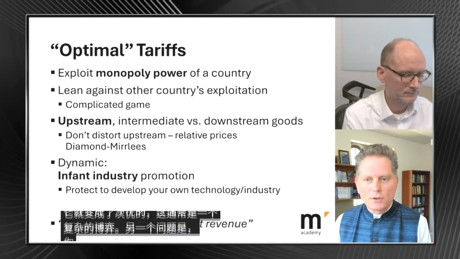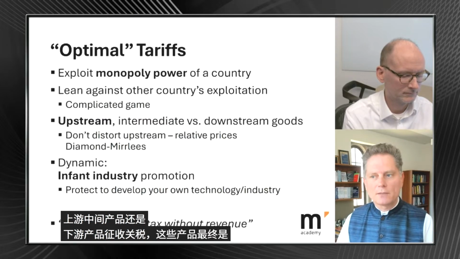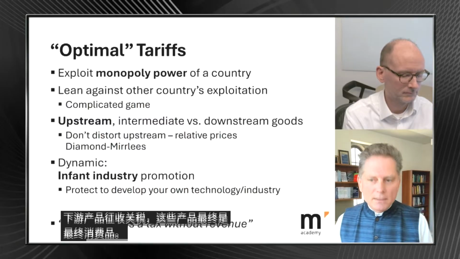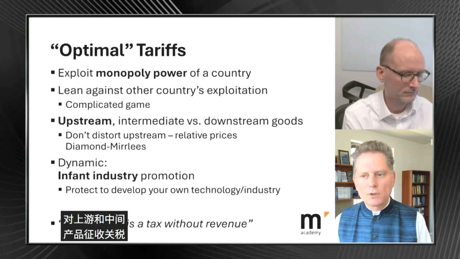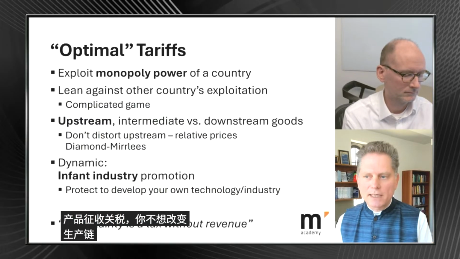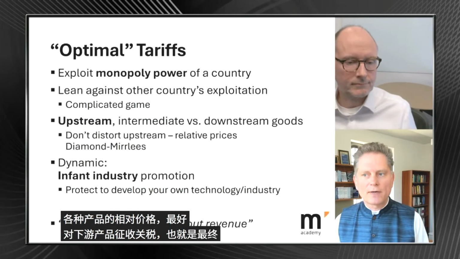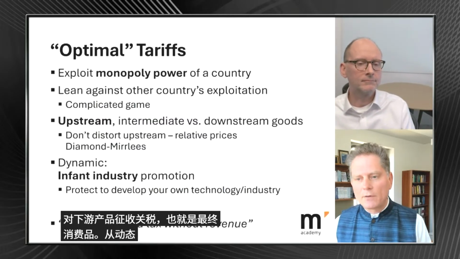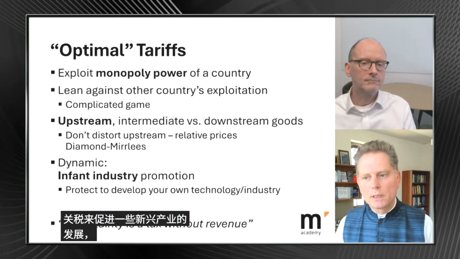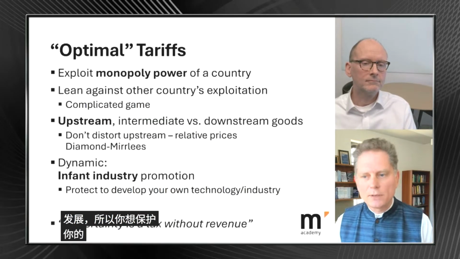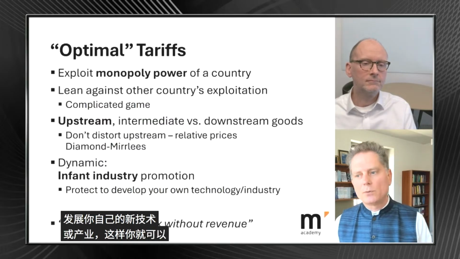The other question is, should you impose tariffs on upstream intermediate goods or downstream goods, which are finally for final consumption? Typically, you don't want to impose tariffs on upstream and intermediate goods. You don't want to change the relative prices of various goods along the production chain. It's better to impose tariffs on downstream goods, on final consumption goods. And from a dynamic perspective, of course, there can also be tariffs for infant industry promotion. You want to protect your infant industry, a new industry, develop your own new technology or industry, and this way you want to go on.